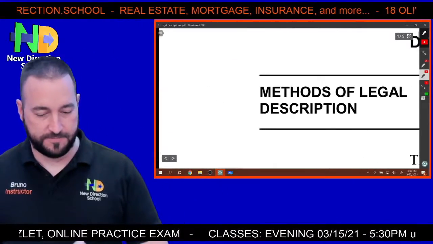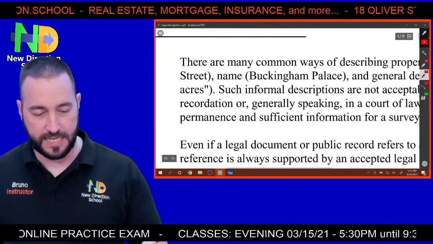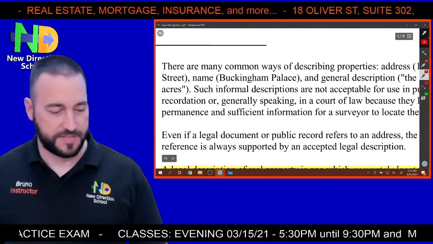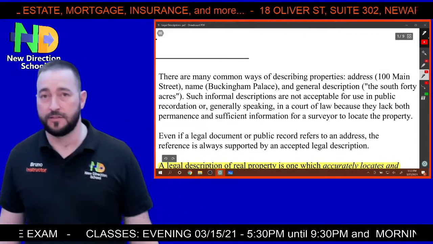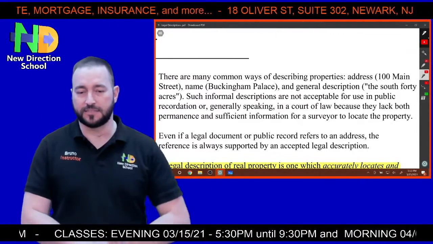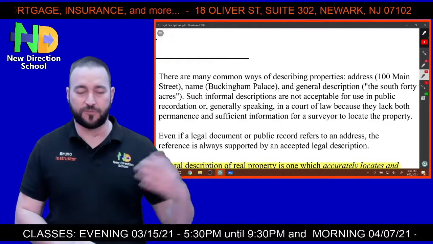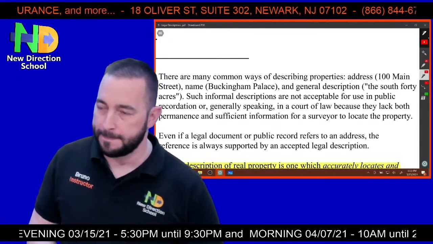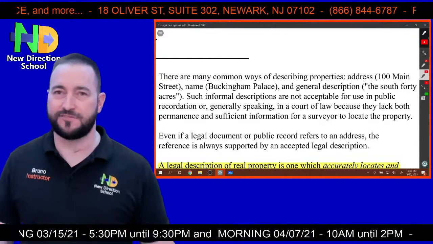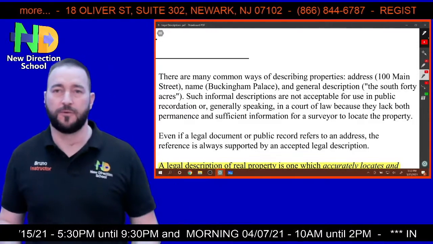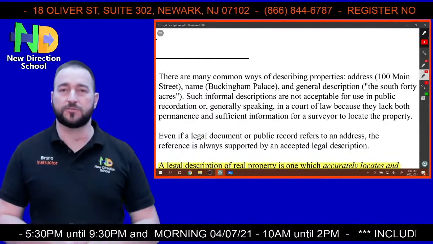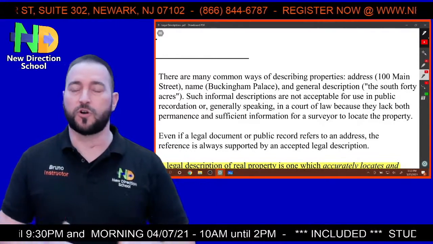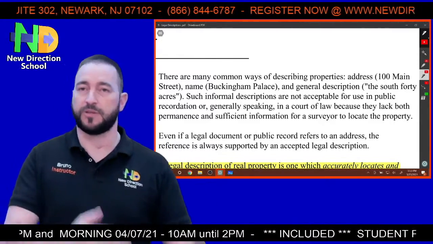All right, so methods of legal description. There are many common ways of describing property. For instance, the address, 100 Main Street. By name, we have Buckingham Palace. General description, so the South 40 acres. The question about this is, what does 100 Main Street define? What does Buckingham Palace define? What does the South 40 acres define? All we're trying to say here is that these are quick references to something, but do not describe what it is.